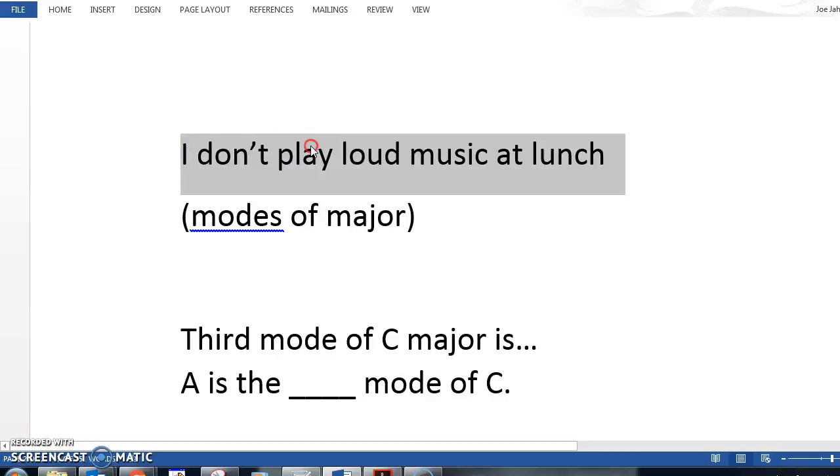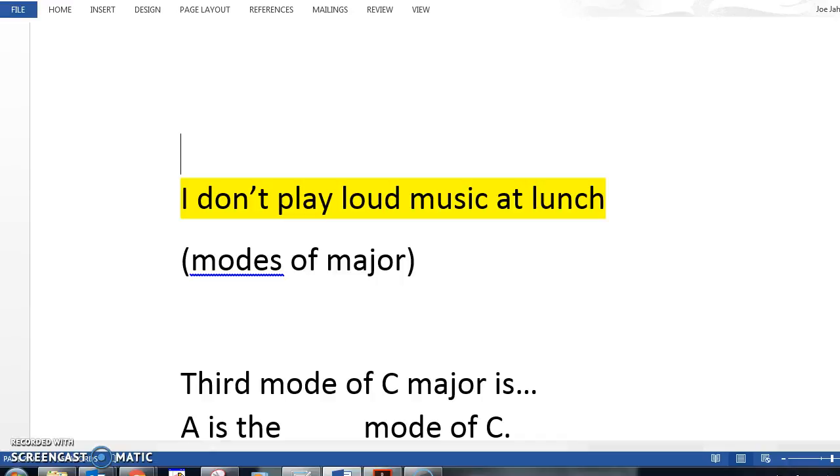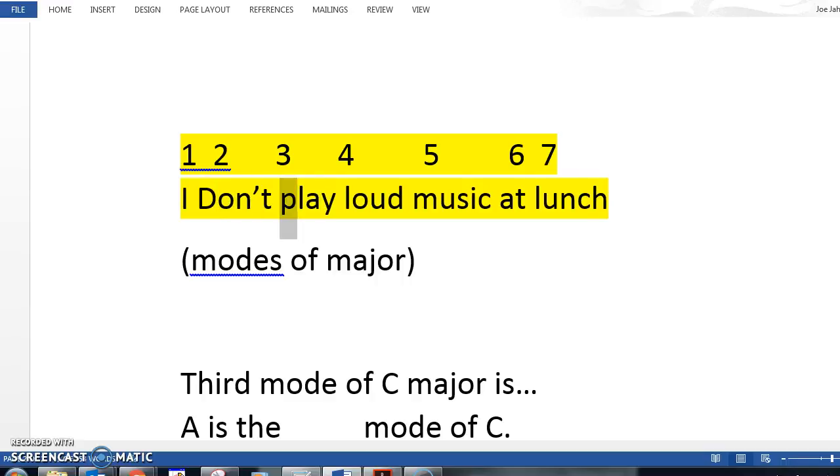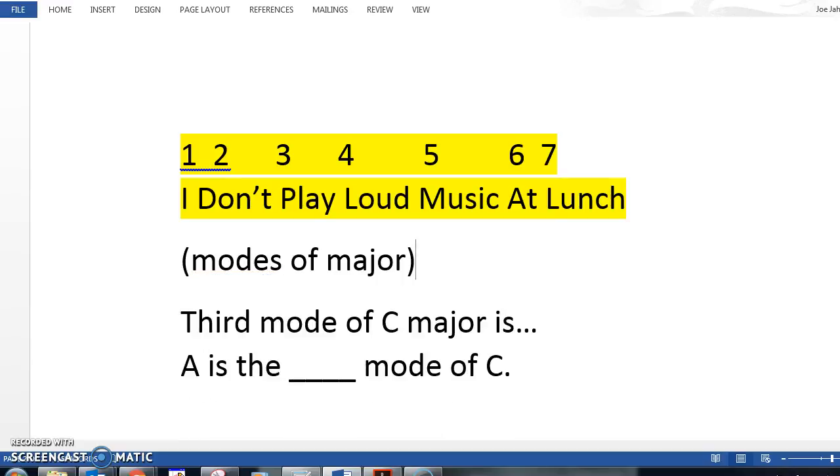So this phrase, I don't play loud music at lunch, works for modes of major. So this is the order of the modes of major. So this would be the first mode of major, the second mode, the third mode, etc. And you have to know what each one stands for. So you know that 1 is Ionian, with the I, D, 2 is Dorian, 3 is Phrygian, 4 is Lydian, 5 is Mixolydian, 6 is Aeolian, and 7 is Locrian. So if you're in one key, this helps you figure out these kind of questions.